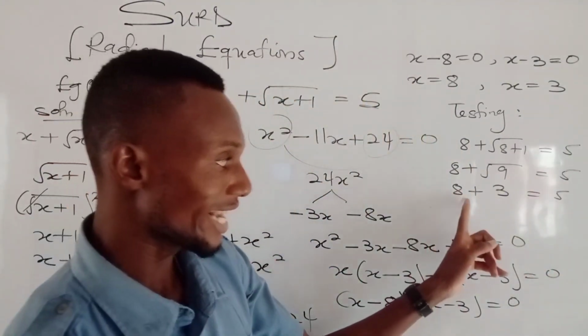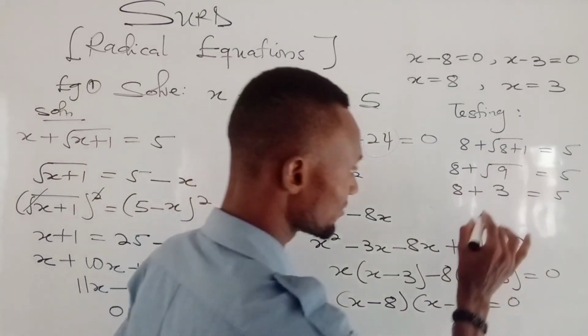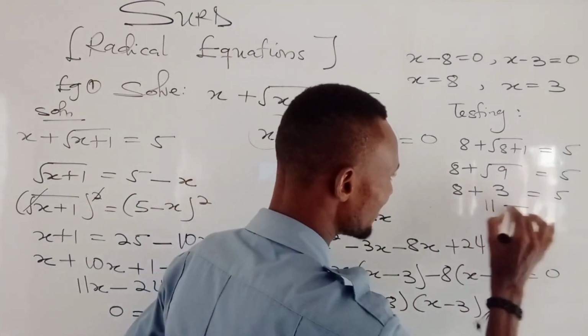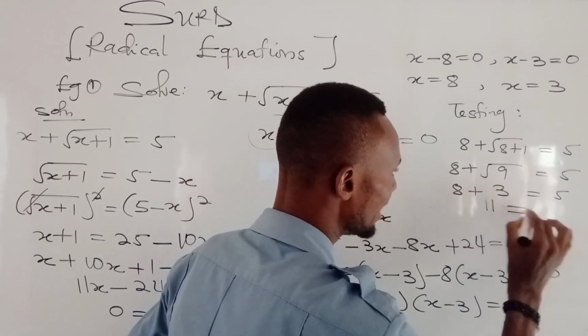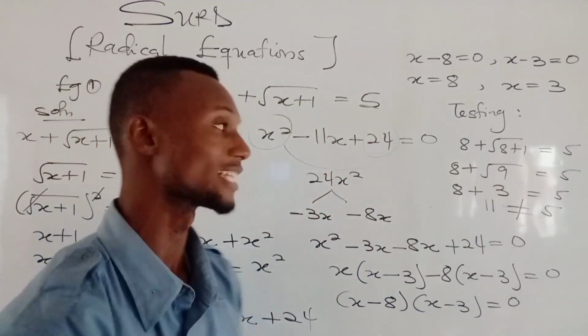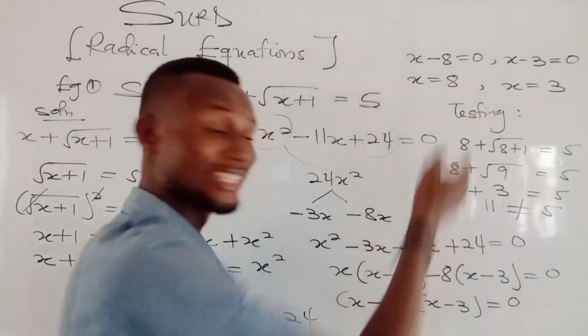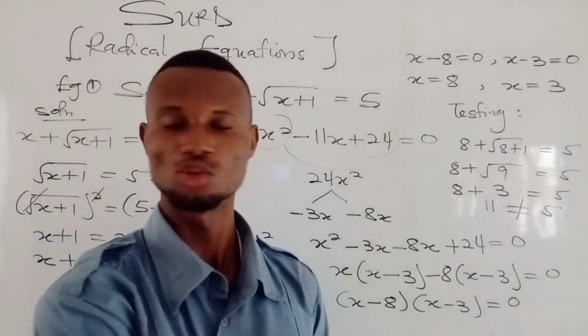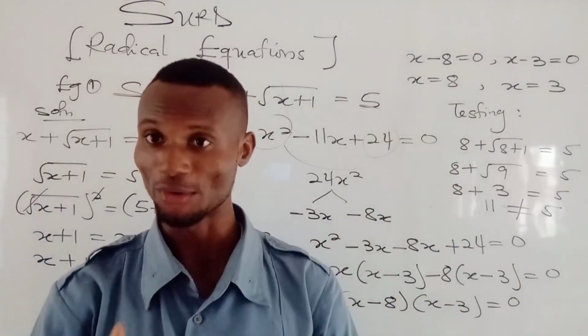You can see that 8 plus 3 gives us 11, and 11 is not equal to 5. So it means that s equal to 8 is not a solution to the given equation. I hope you agree with me.